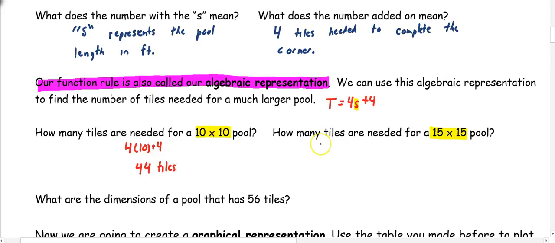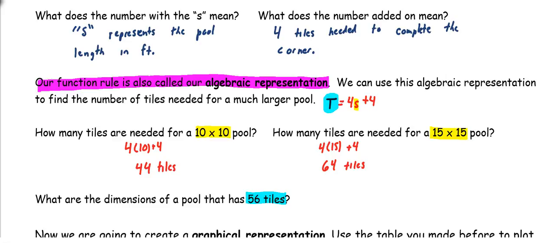If we have a 15 by 15 pool, we have 4 times 15 plus 4, which would get us 60 plus 4, 64 tiles. This also helps us in a function rule: if we have a number of tiles, we can put that in for t to figure out the length and the size of our pool.